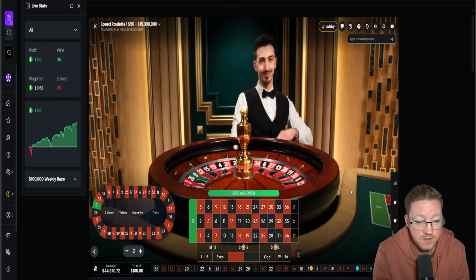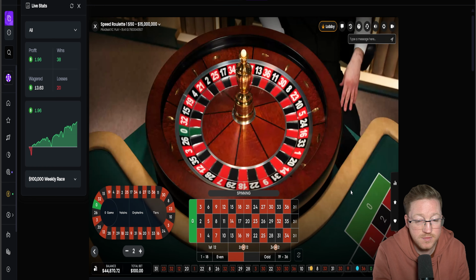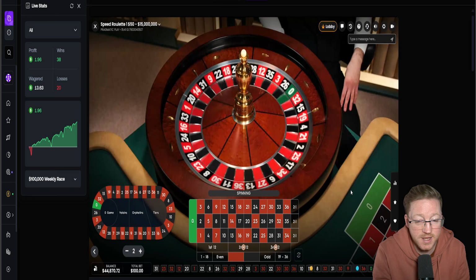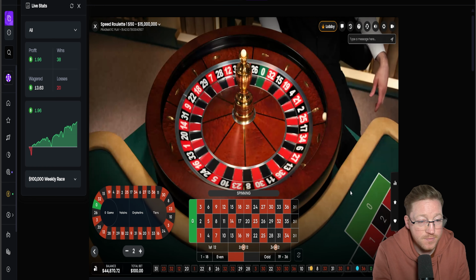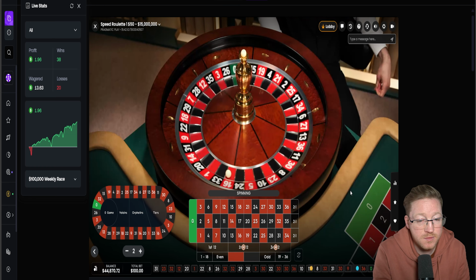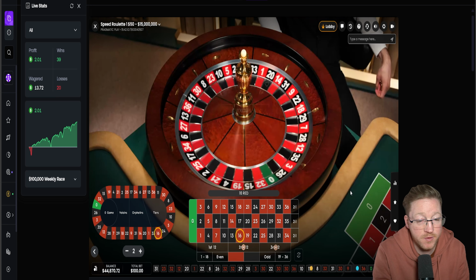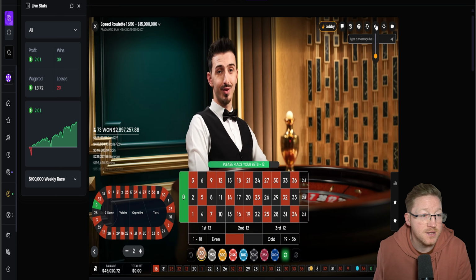No more bets, good luck. One win, and that's us. Done for one session. There we go. We got it. $2.01. Number 16 red.